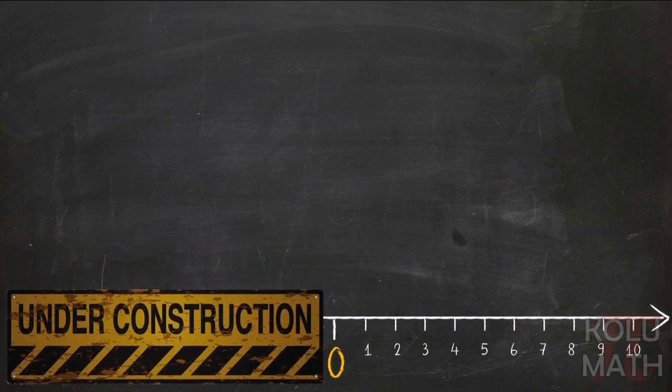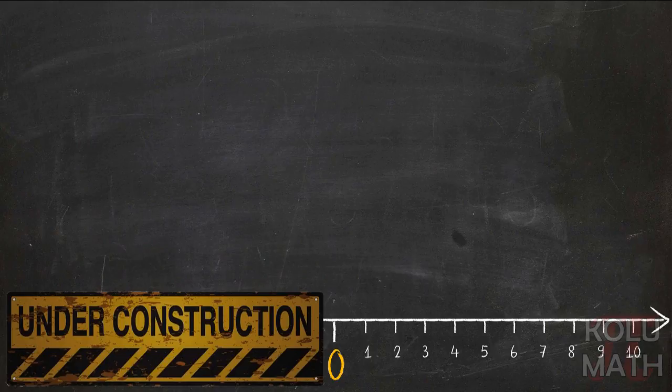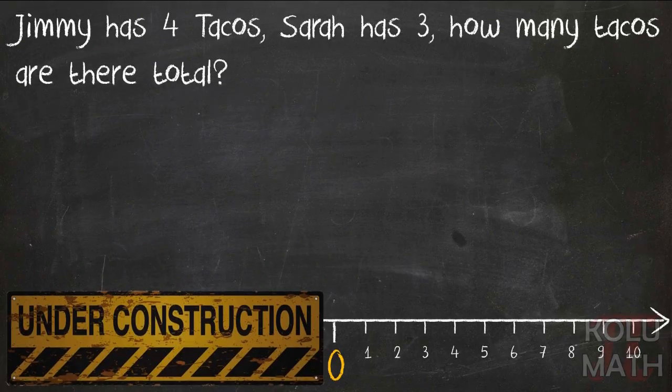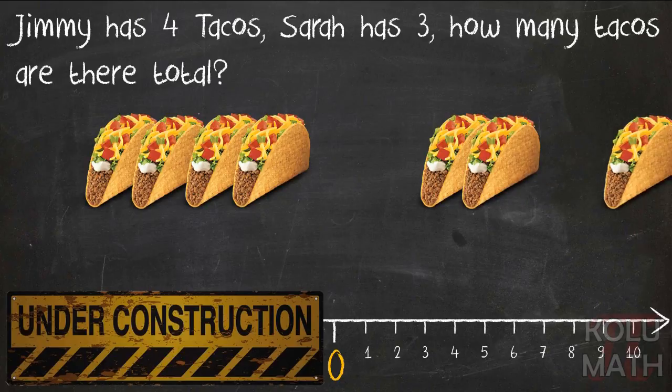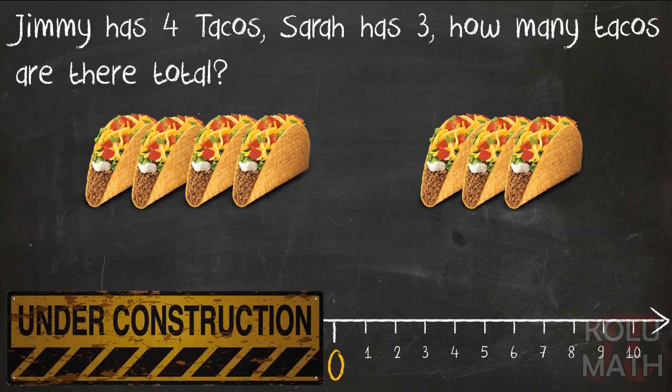All right, well, let's take a look at an example where the number line demonstrates simple operations for us. Okay, Jimmy has 4 tacos, Sarah has 3. How many tacos are there total? Very simple problem. Let's look at it first in the way we learned how to do addition and subtraction, with what I call the counting method. Jimmy has 4 tacos, 1, 2, 3, 4. Sarah has 3 tacos, 1, 2, 3. How many do they have together? Well, we just count the whole amount, 1, 2, 3, 4, 5, 6, 7. And that tells us they have 7 total tacos.